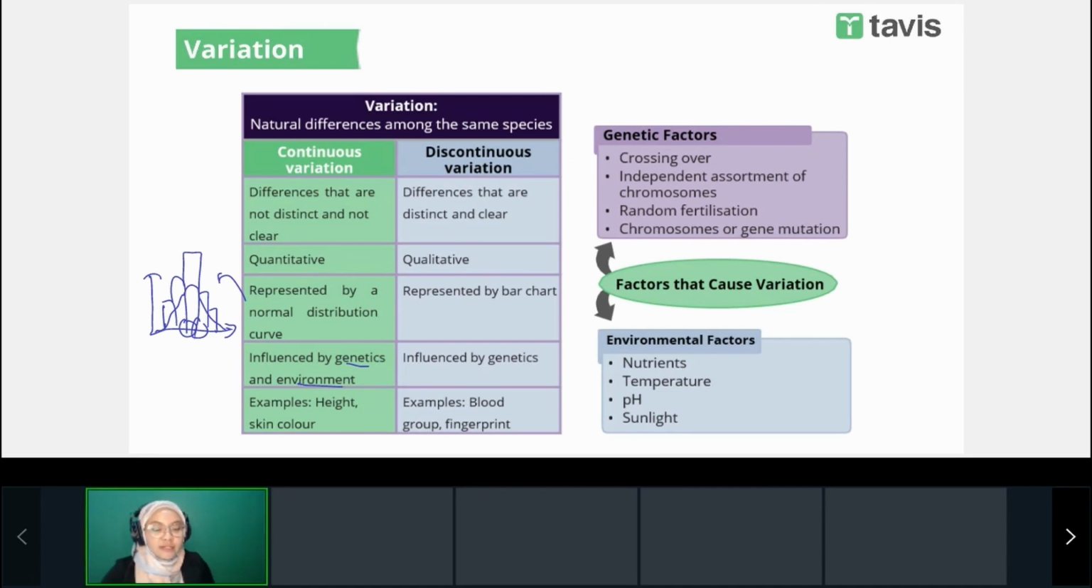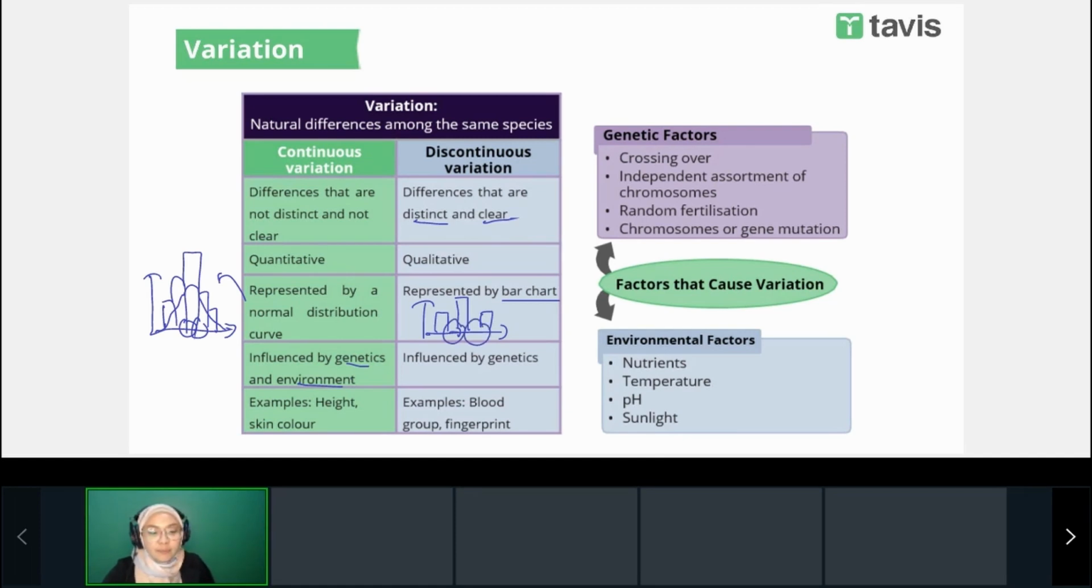Okay, this discontinuous variation has distinct and clear characteristics. It cannot be measured; we can only identify the characteristic. It is represented by a bar chart. How does the bar chart differ from the normal distribution graph? Okay, a bar chart is like this. They have a space between each other. This is a bar chart.